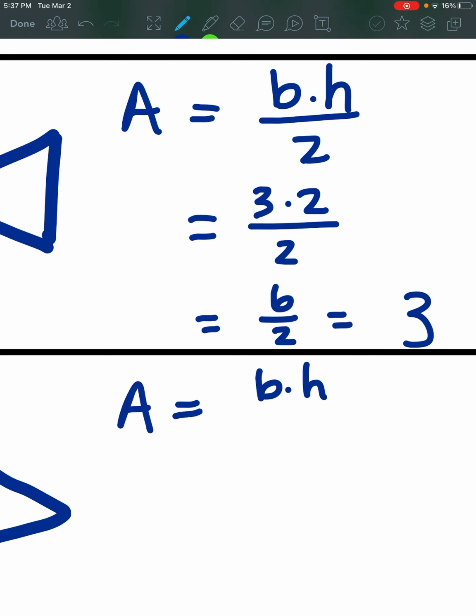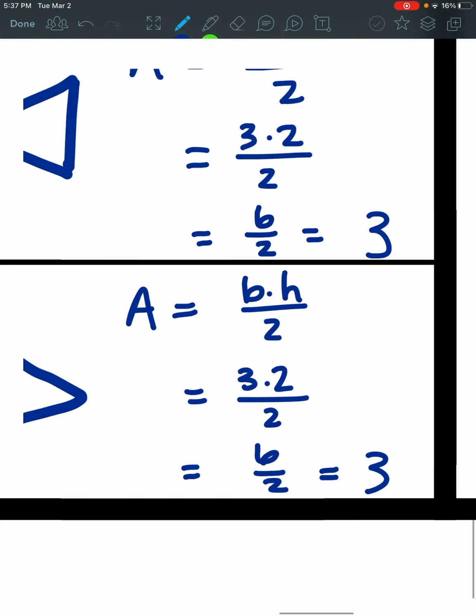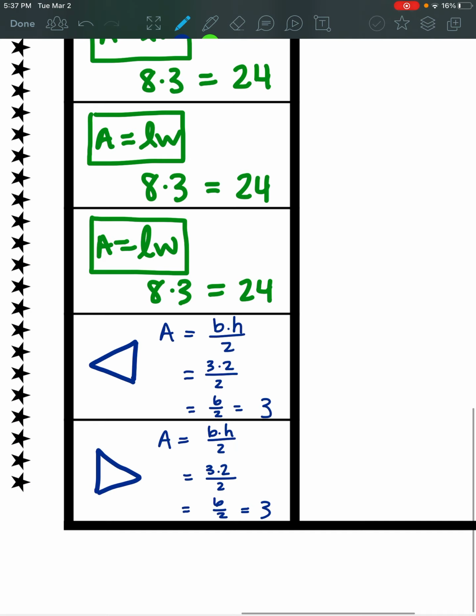And we're going to do the same thing for the triangle on the right. It has the same dimensions. So 3 times 2, and then divide it by 2. So 6 divided by 2. And we get that triangle is 3 as well.